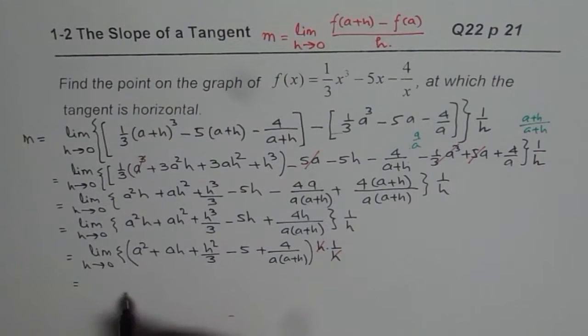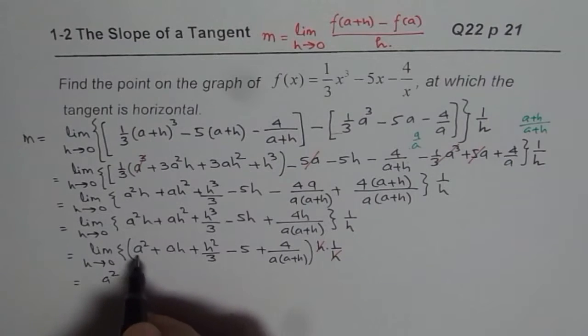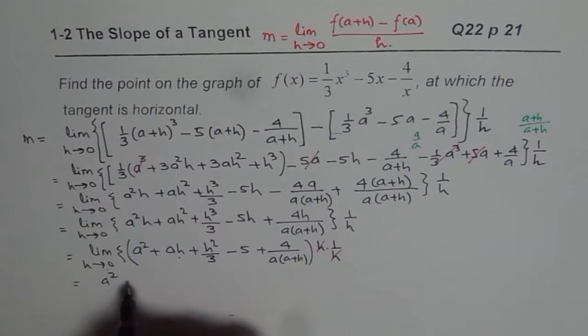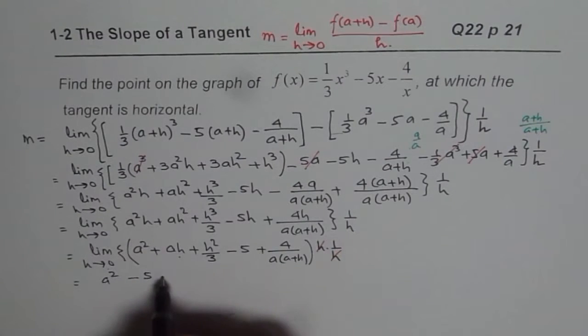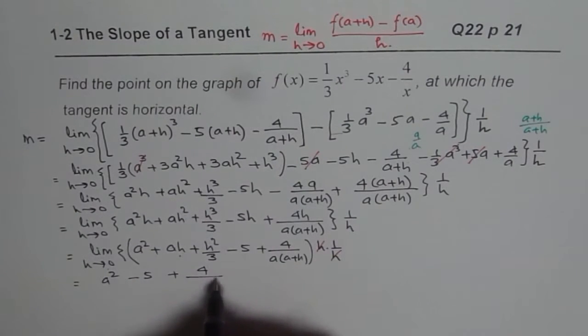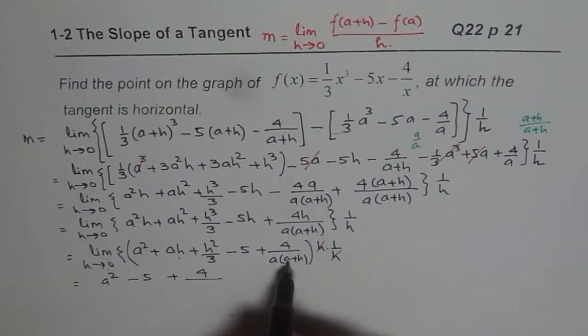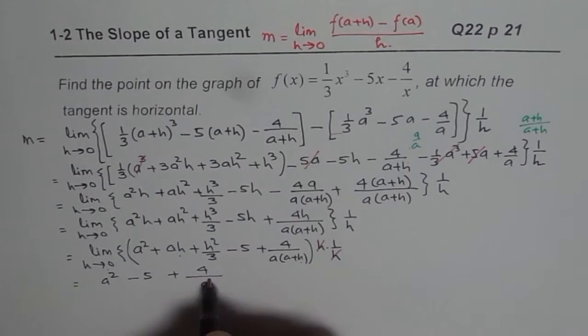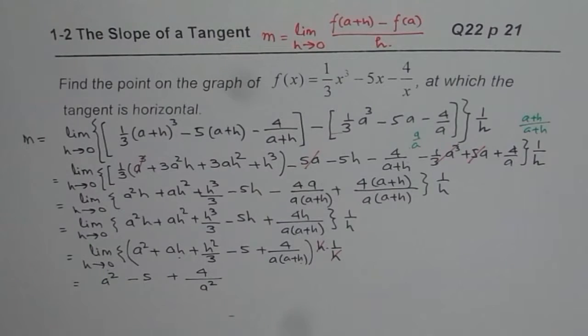We'll equate and now find the equation. A square, this is 0 since h is 0. This is 0. Here we get minus 5 plus 4 over a times a square, because h is 0. So 4 over a square. So that is what we get.